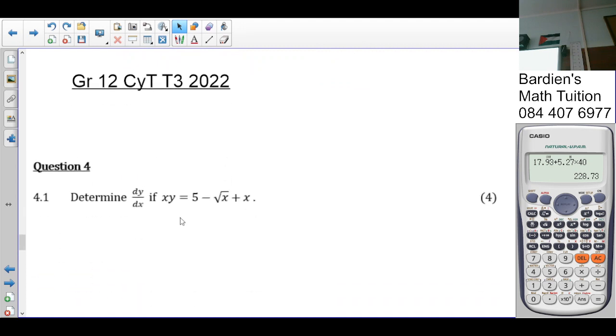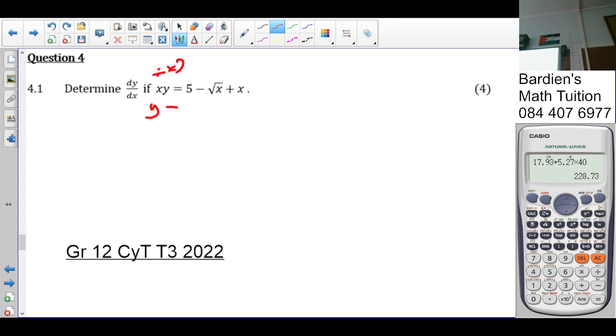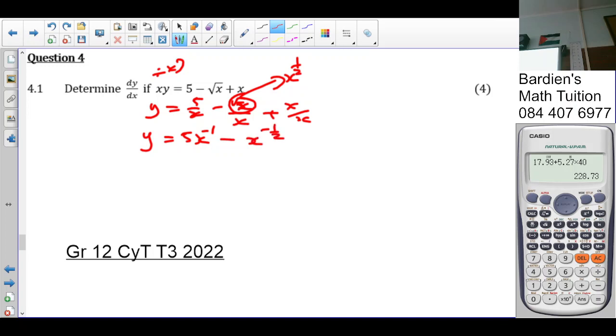This is concluded. Yeah. You see the question says determine dy/dx, the derivative of y with respect to x. So I must have y is equal to something. So I divide throughout by x, I then get y is equal to 5 over x minus root x over x plus x over x. You simplify that, bring the variable up if needed. That can be written as x to the half minus 1 is negative half plus 1. So now I can say dy/dx.